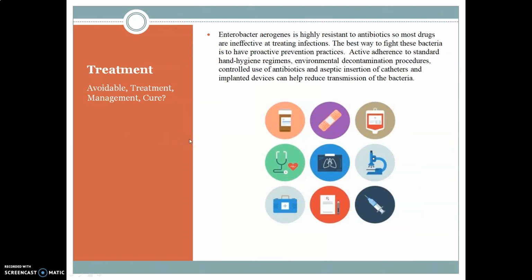Treatment. Available treatment, management, cure. EA is actually highly resistant to antibiotics, so most drugs are ineffective at treating the infection. The best way to fight this bacteria is to have proactive prevention practices. Active adherence to standard hand hygiene regimens, environmental decontamination procedures, controlled use of antibiotics, and aseptic insertion of catheters and implanted devices can help reduce the transmission of this bacteria.